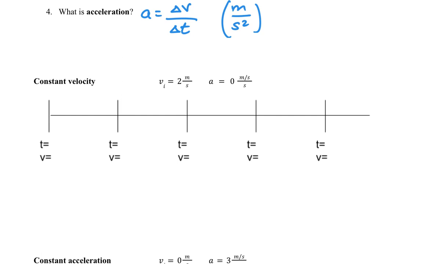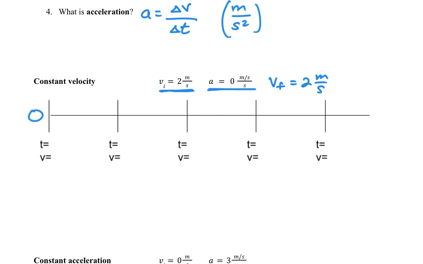So first, let's recall a little bit about constant velocity. Let's take a situation where our initial velocity is 2 meters per second and our acceleration is 0. Well, if our initial velocity is 2 meters per second, that means our final velocity and every velocity in between has to be 2 meters per second. We're not getting any faster, we're not getting any slower. We're always traveling at 2 meters per second. And let's just pretend we have a ball or something here.